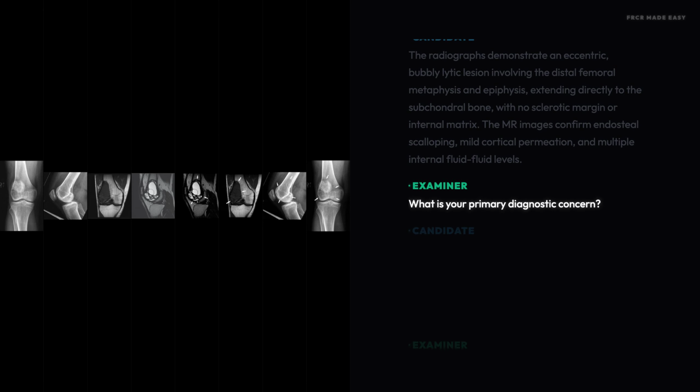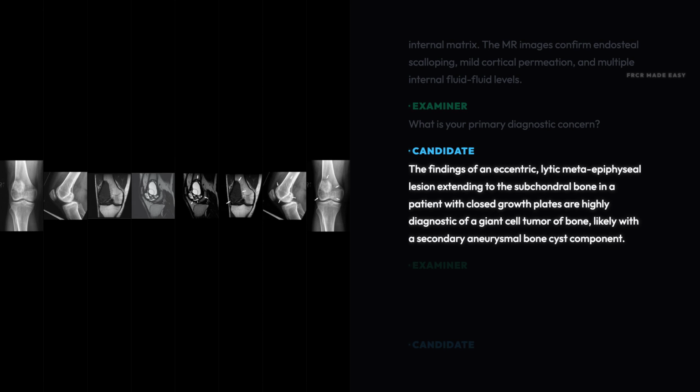What is your primary diagnostic concern? The findings of an eccentric lytic metaepiphyseal lesion extending to the subchondral bone in a patient with closed growth plates are highly diagnostic of a giant cell tumor of bone, likely with a secondary aneurysmal bone cyst component.